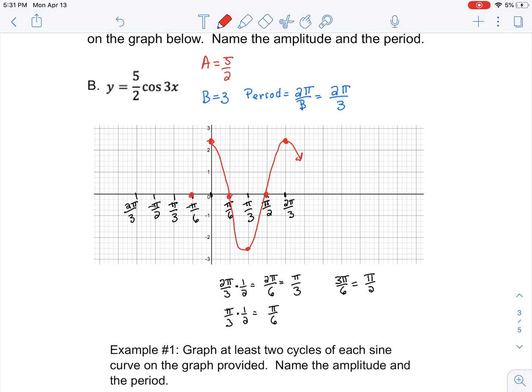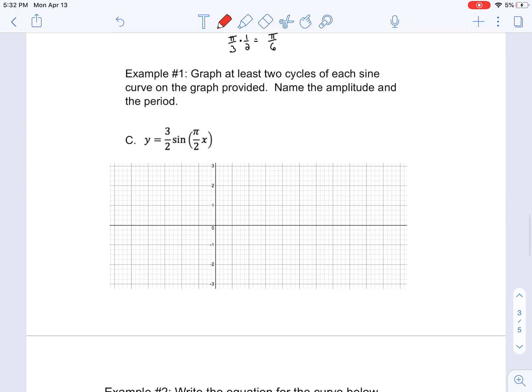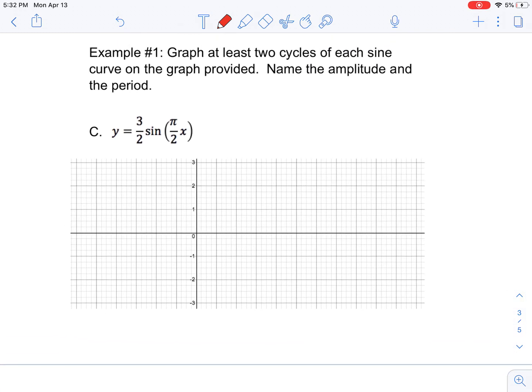I'm going to go start at 2.5, go down to the middle, down to 2.5, up to the middle, up to 2.5. That's a bad curve. Let me do that again. And there's 2 periods of my cosine graph. One more to do. Here's the last one. Now we're back to a sine graph.